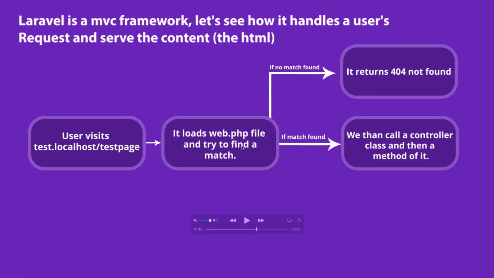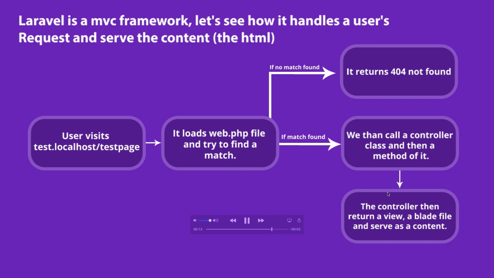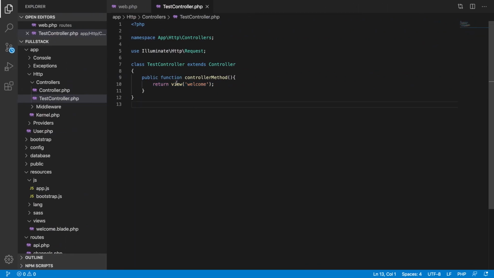Perfect. So if the match is found, and obviously the match has been found, then we call a controller. Yes, it's a class, and then we call a method. You saw it, right? So that's it. And then the controller can return a view, it can be a blade file, and serve that as content. So you see it returns the view welcome.